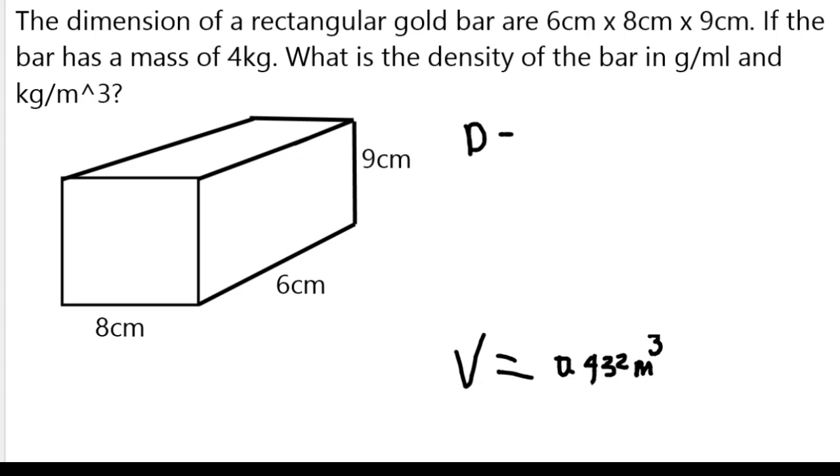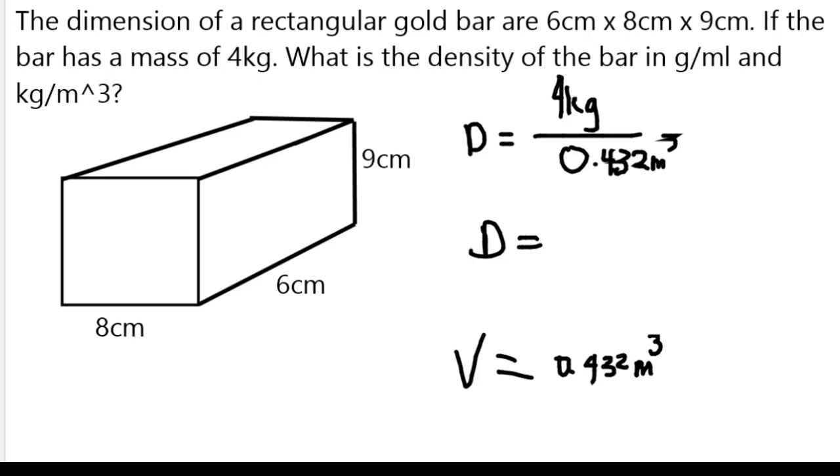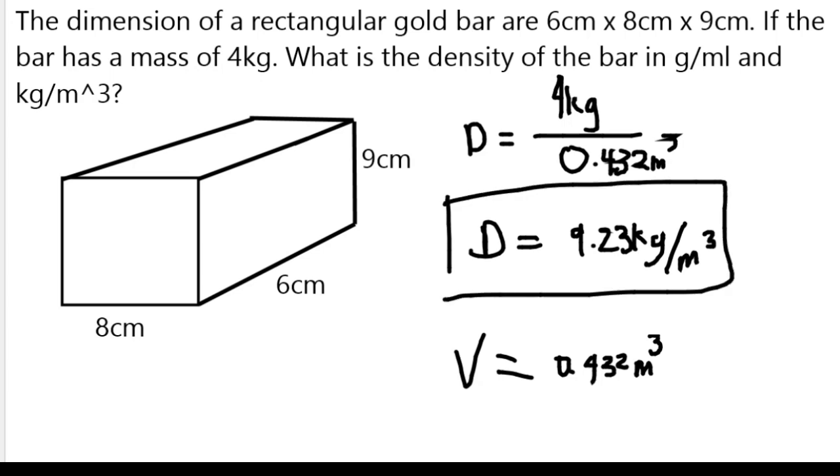Now we're going to calculate our density because we already have the volume. We have 4 kilograms on the top and 0.432 cubic meters on the bottom. Using our calculator, we get 9.25 kilograms per cubic meter. So this is the first answer. Now let's get the grams per ml.